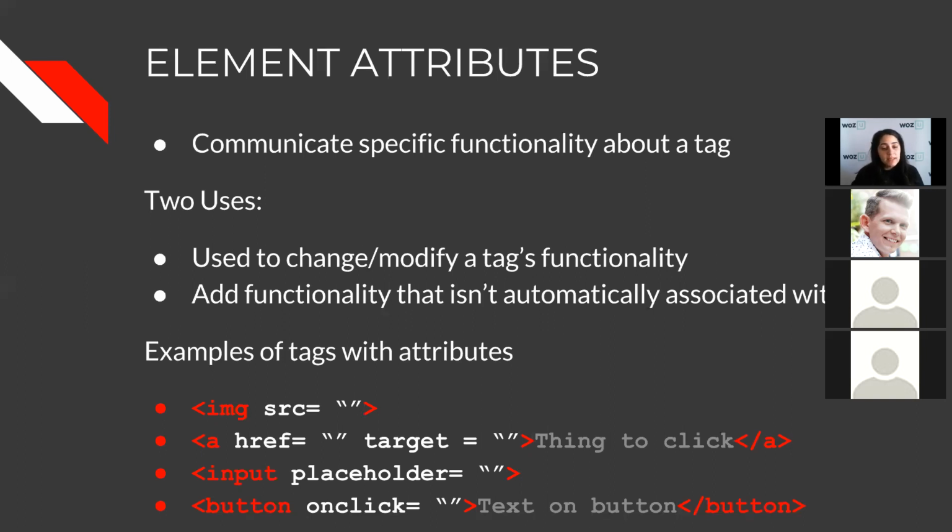Then we have button on click. So this is where we're adding functionality that isn't automatically associated. Essentially, onClick is an attribute that works with JavaScript. So whatever you set onClick equal to, it's going to be the name of the function in your JavaScript file. So let's say when you click on a button, you want something to appear on the page.